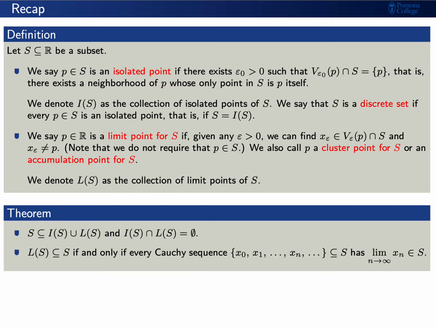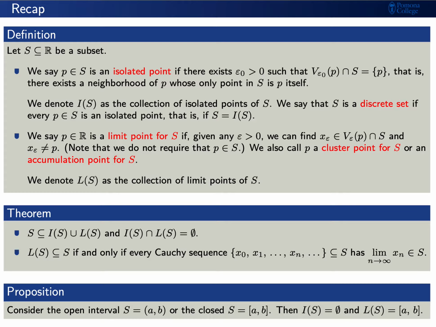As a theorem, every point in S is either an isolated point or a limit point. That is, S is contained in the union of I of S and L of S. Moreover, no point is both an isolated point and a limit point. That is, the intersection of I of S and L of S is the empty set. L of S is contained in S. That is, every limit point of S is a point in S, if and only if every Cauchy sequence in S has a limit also in S.